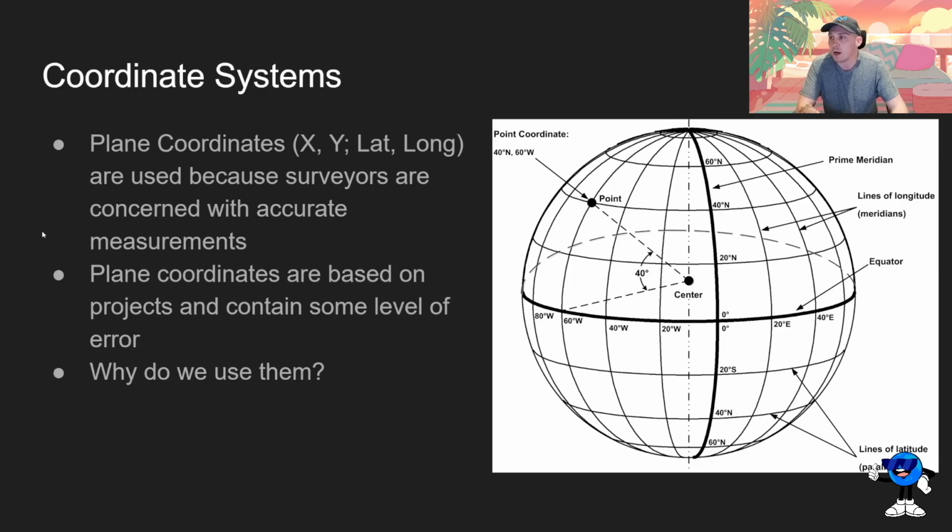We do use them because feet and meters aren't nearly as accurate as degrees, minutes, and seconds, which is also how the Earth is divided. It's divided into 360 degrees. Each degree is divided into 60 minutes, and each minute is divided into 60 seconds.